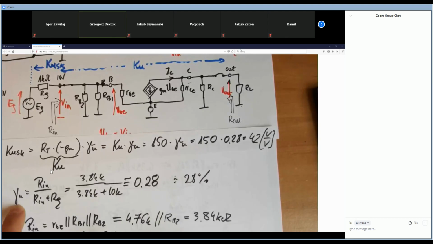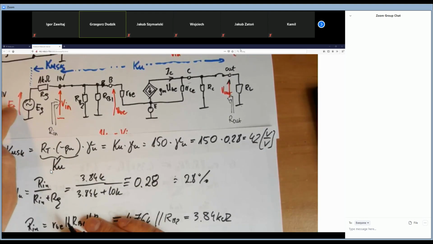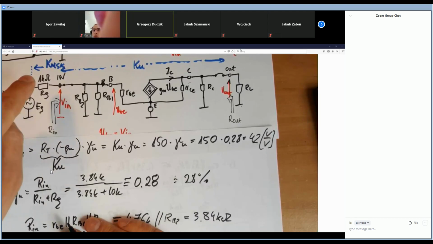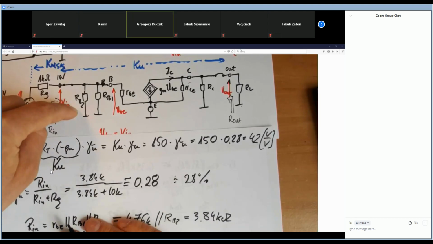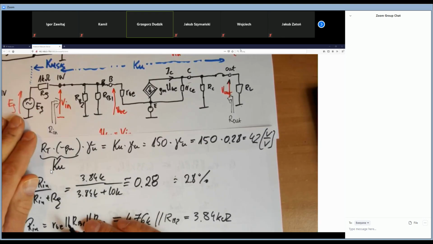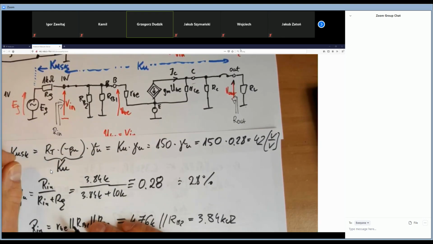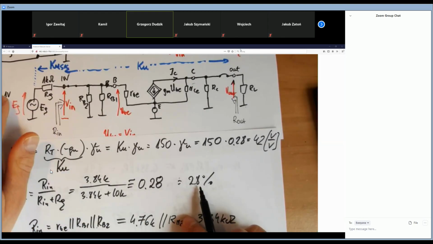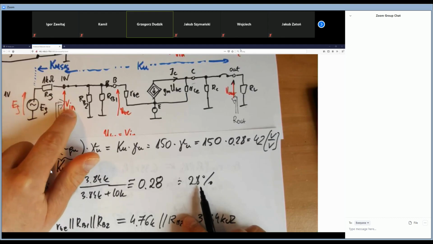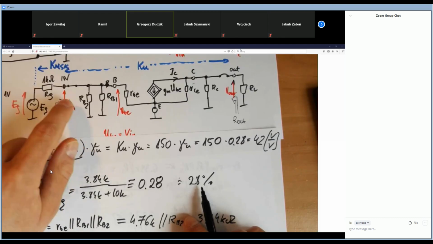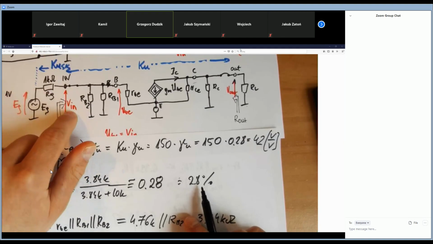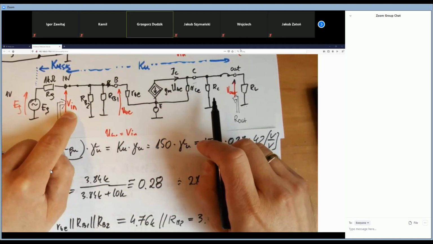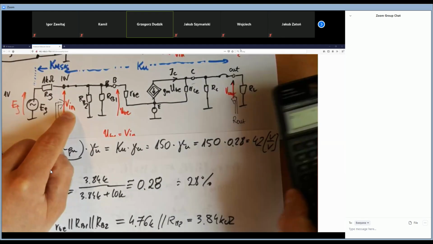The gamma U tells you what part of the input signal from the generator is going to the input of the amplifier. So in this case, only 28% of the 1 volt will appear here like the input voltage according to this voltage divider, and this voltage is amplified by 100 times. We can check it.